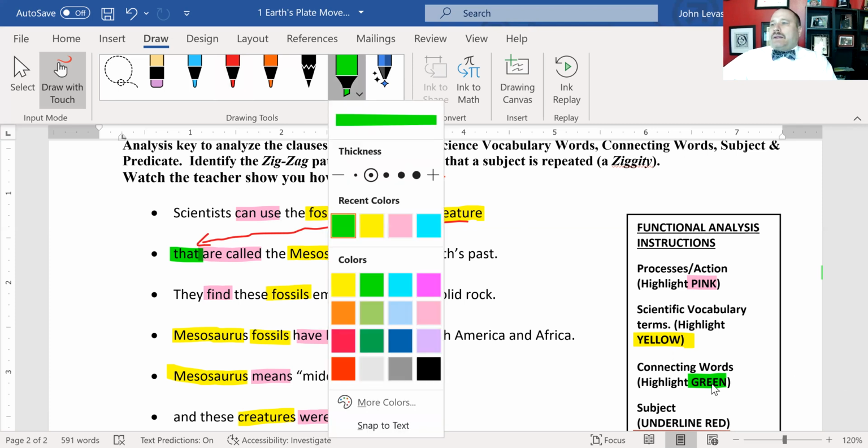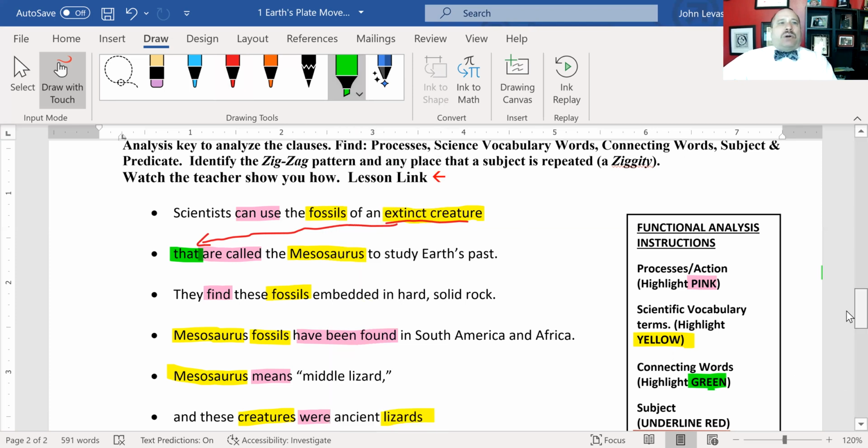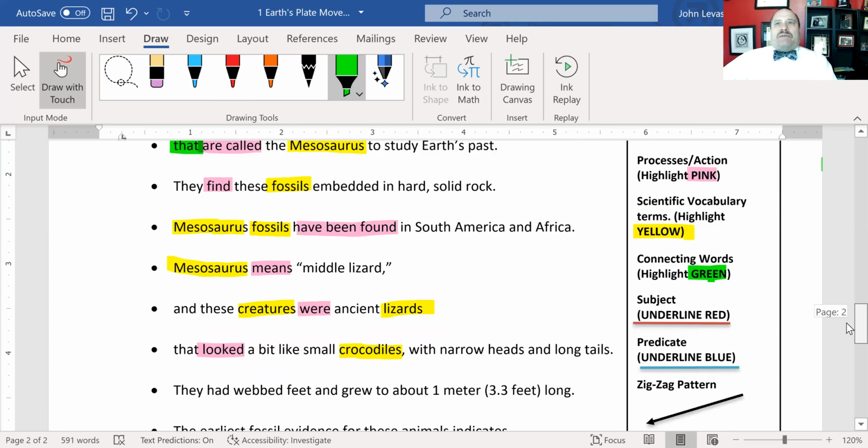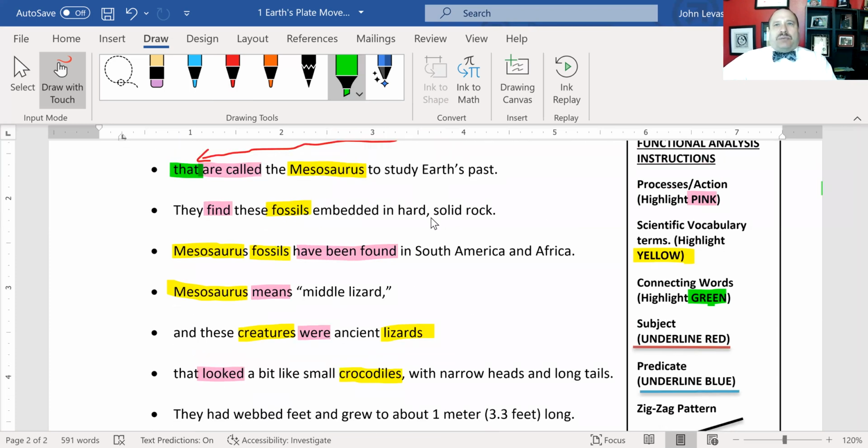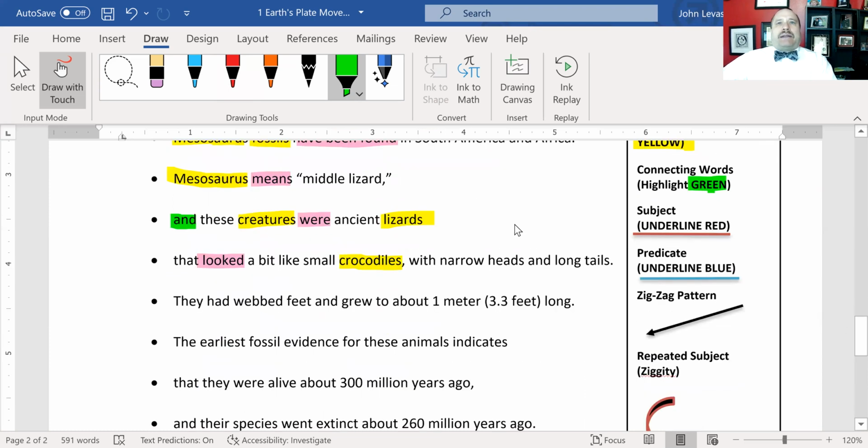So let's see if we find any more linking words. So we have a period, so there's usually not going to be a linking word. A period, so that thought is over, and we won't see a linking word. Here's a comma, and look, there's a linking word at the beginning of the next sentence, one of the most important of the connecting or linking words in English. Comma, and I'm going to highlight the comma too.